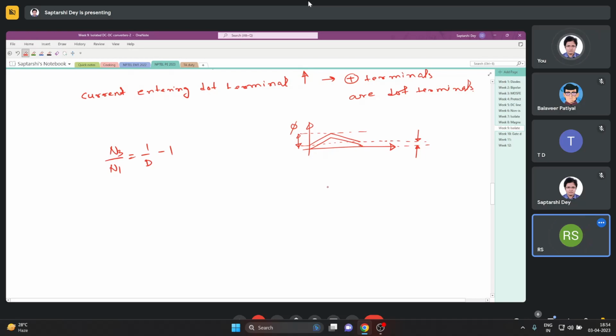You can never explain a flyback converter by saying ideal transformer. In fact, the term transformer is not quite true for a flyback converter. If you look at Ned Mohan's book, he has clearly written inductor, two-winding inductor, in the case of a flyback converter.